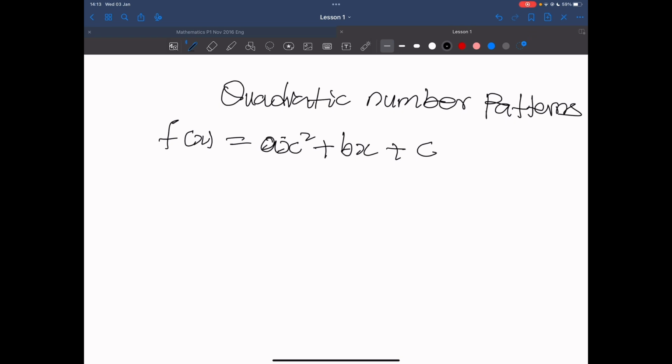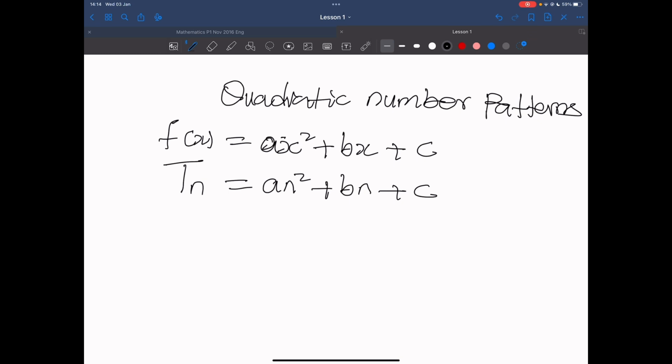It's in this form. Because now we are looking at a number pattern, we will write it in terms of Tn for a quadratic pattern. So where there was x, we'll put an n. So it's a n squared plus bn plus c. Hence we are saying the quadratic number pattern.